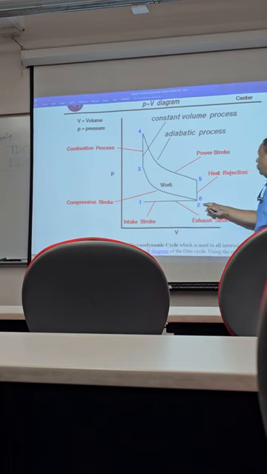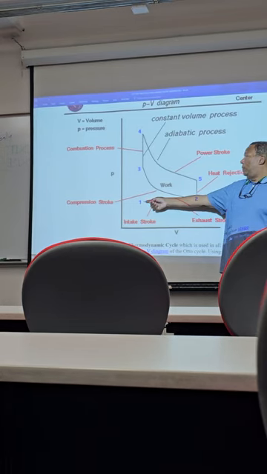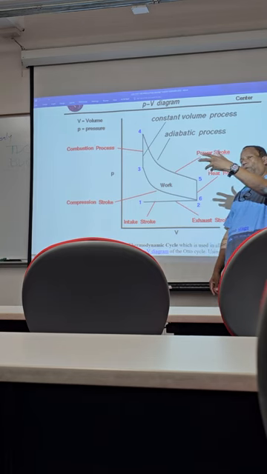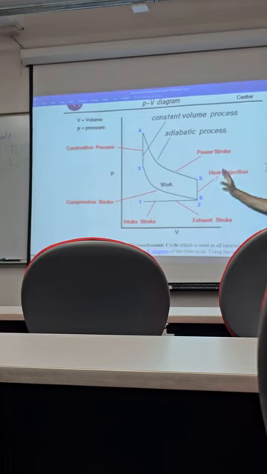From 1 to 2 is the intake stroke. During the intake stroke, the piston is going down. What happens to the volume? The volume of the gases increases, and the pressure is almost similar or very near to the atmospheric pressure. That's the reason for this line here, because this is an ideal cycle. In reality, it's not so.